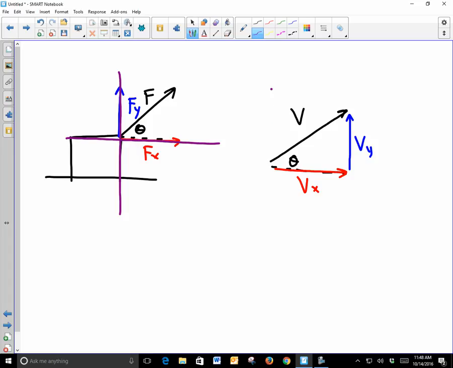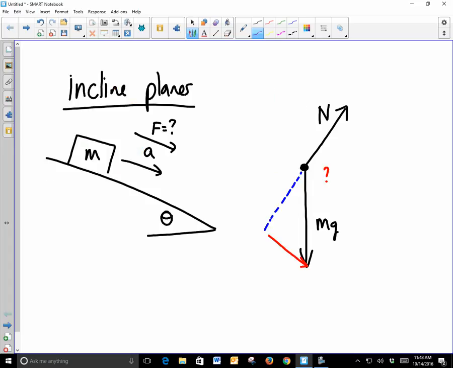Same thing here. Vx and Vy were at angles, so I broke them down into pieces. So I can tell you how much this thing is moving to the right in the x direction, how much this thing is moving up and down in the y direction. I'm going to attempt to do the same thing here.